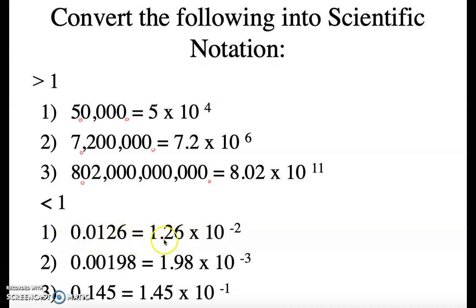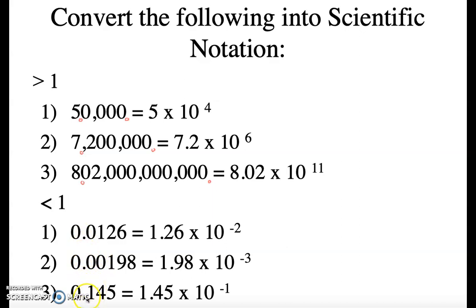So it's 1.26. The next number, we want to move the decimal point to right here between the 1 and the 9. It's 1, 2, 3 spaces to the right, so it's negative 3. And originally it has 3 sig figs, so our answer should have 3 sig figs. Leftmost zeros do not count.